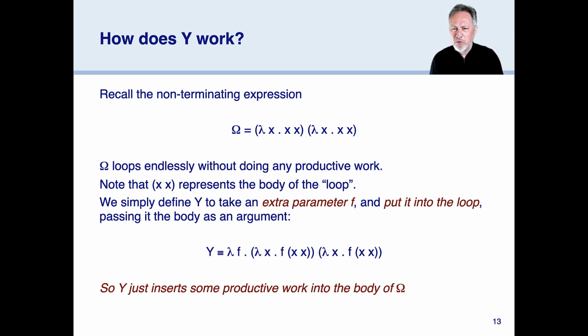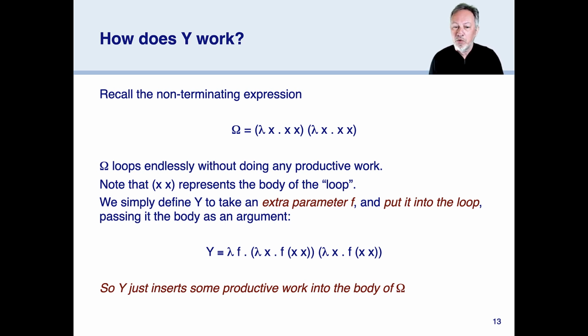Let's take a closer look at what this is. We have omega, and it's applying this expression, lambda x dot xx. xx is essentially the body of this loop, this infinite loop. Well, loops are pretty cool in programming languages as long as you have a way of breaking out of the loop. So suppose instead of just running this loop infinitely, we take this loop and pass it to some function f. And then f can decide whether to continue looping or to break out of the loop.